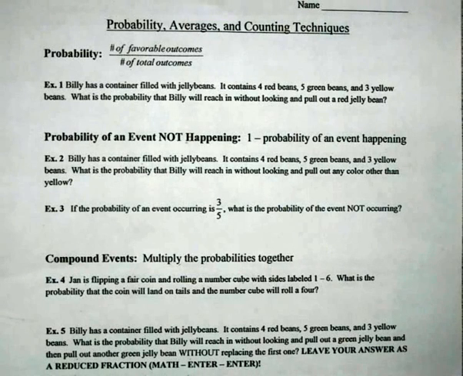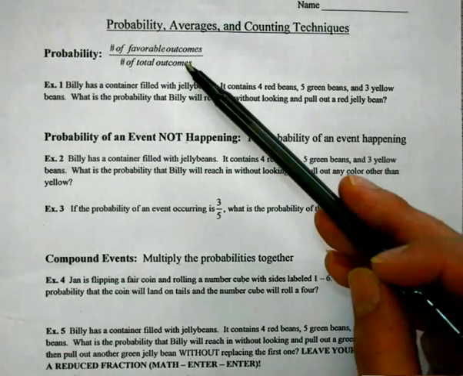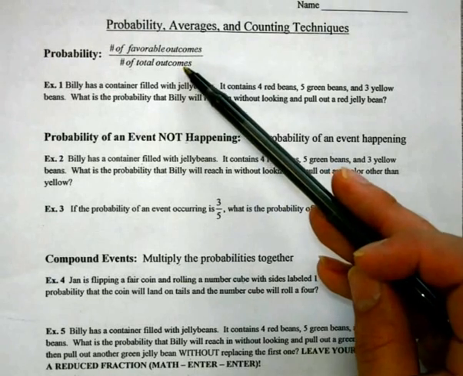Hi, today we are moving on to Unit 2 in ACT Prep, which covers probability, averages, and counting techniques. A lot of these things you may have seen before, but we're going to look at some twists that sometimes can come up on standardized testing that might throw you for a bit of a loop. So let's start with some basics. Probability is the number of favorable outcomes, things you want to happen, over the total number of outcomes.